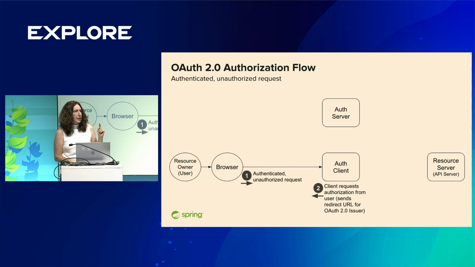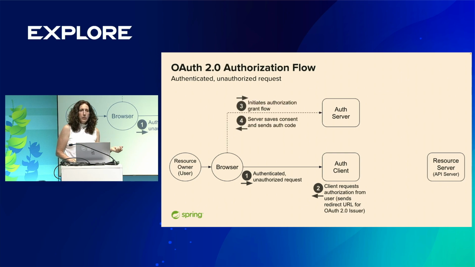So if you're already authenticated, a user's browser, for example, would send an unauthorized request, and the auth client would say, okay, I can see you're authenticated, but you don't have the right authorities yet. So you need to go talk to the auth server. The auth client will send a redirect URL back to the browser, and then the browser will talk directly to the auth server. At that point, the auth server does that negotiation, right? Do you grant access to your photos? Do you grant access to your contacts? And it saves that information, and then it gives the browser a code, an authentication code.